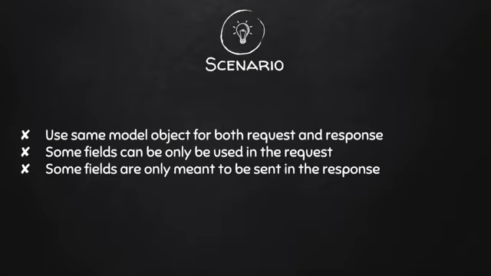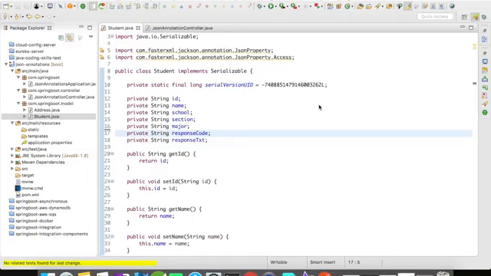A pretty tricky situation, right? This situation can be easily handled using @JsonProperty. Here is my model object. In this model object, my request elements are going to be id, name, school, section and major. My response elements are going to be response code and response text. So I'm going to use the same model object for request as well as for response. I'm not going to have a student request and student response kind of model. It's going to be one model that is going to serve the purpose of request as well as the response. What challenge do you have here?